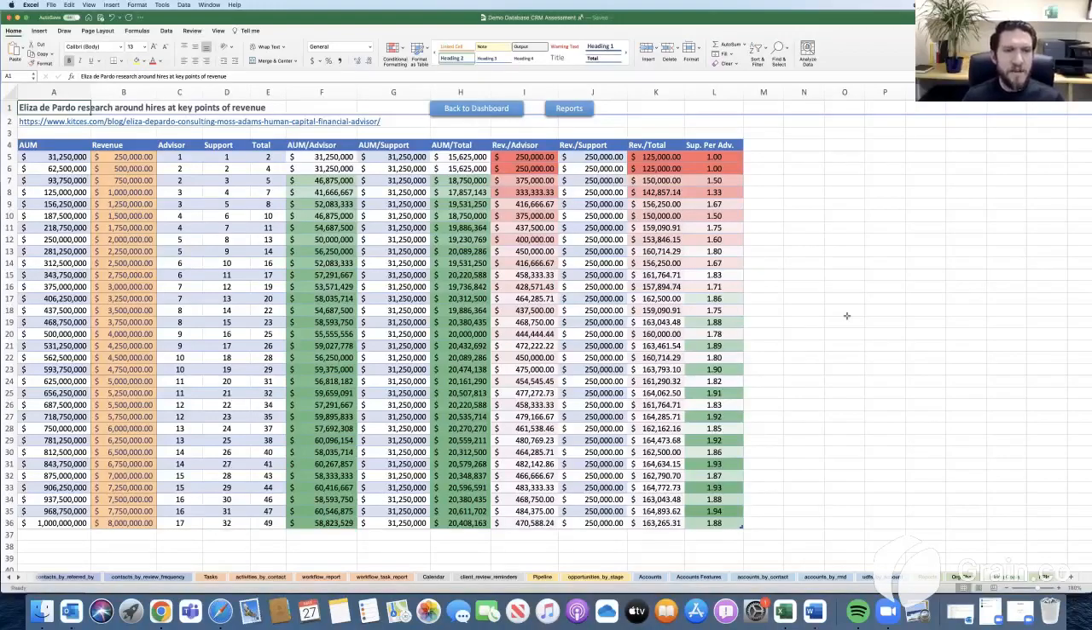So this talks about revenue points as the firm grows that may be a good idea to start looking to hire. So this says every $250,000 of revenue, it's a good idea to hire an additional support staff, and then every $500,000, an additional advisor. So it's an easy way to look at your AUM or your revenue and compare how many you currently have to these benchmarks and make decisions about hiring at those points. Awesome. Super interesting.